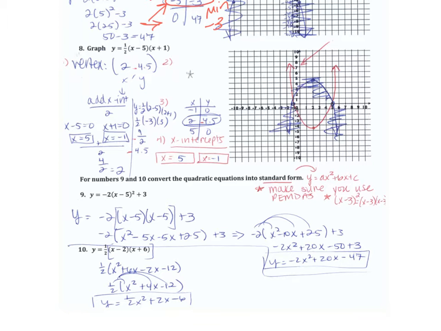Number 8's intercept form. So we see 1/2 in front, so we know it's going to open up. Our vertex is going to be a min. And our intercepts, our x-intercepts, are going to be opposite of inside, because when we set our parentheses to 0, we get opposite. So we'll get +5 and -1 as our x-intercepts.